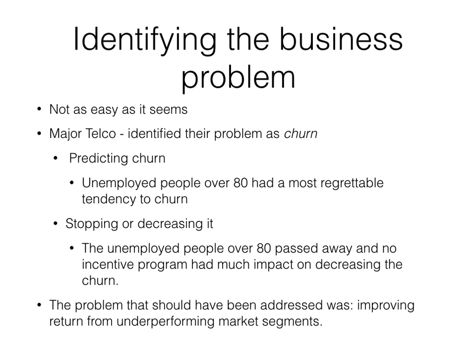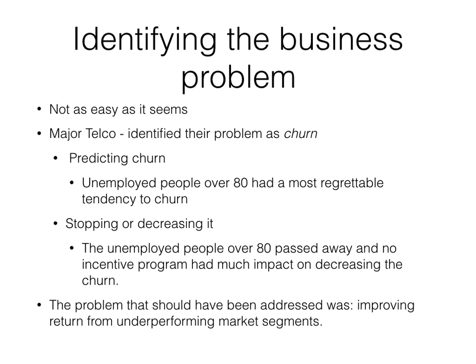They may have found that unemployed people over 80 years of age had a really regrettable tendency to churn. They didn't keep those customers. So their business problem might be, how can we stop or decrease this churn? Well, after they investigate a little bit further, they may find that the unemployed people over 80 actually passed away, and that there was no incentive program that they could devise that would have any impact on decreasing that churn. It's obviously simply not possible. So maybe that's not the business problem they should be looking at.